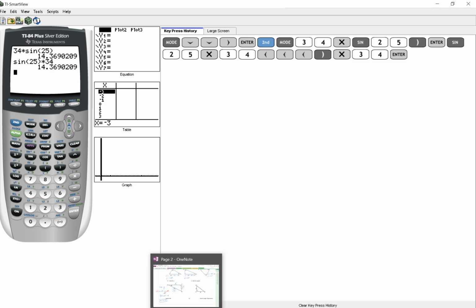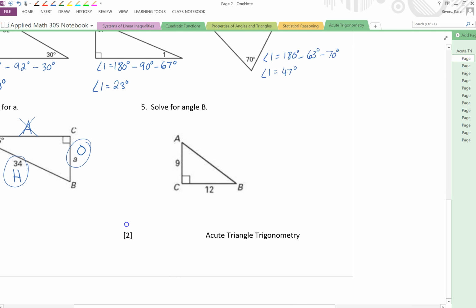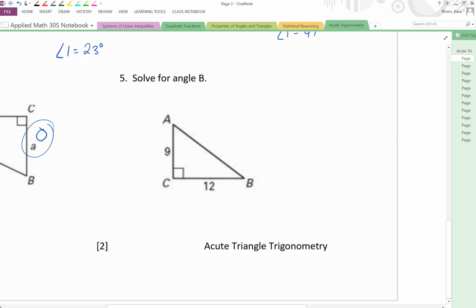All right, let's take a look at number 5. Number 5 says solve for angle B. Well, I'm solving for an angle, so I have 2 tools again for solving for an angle, but I can see I have a 90-degree triangle, or a right triangle, and I'm given 2 sides. So I'm going to use my inverse trig.